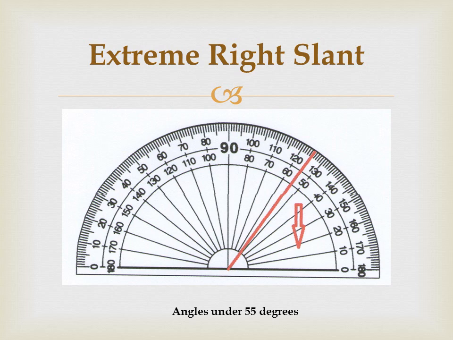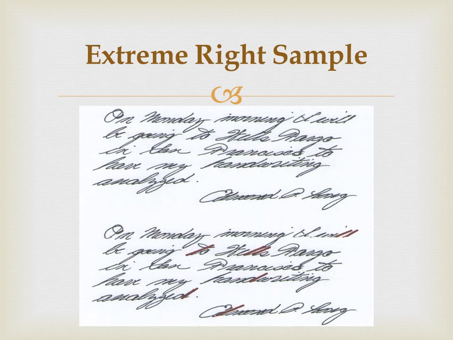Extreme right slants. These are any angles under 55 degrees, and you would see this on the right-hand side of the protractor. The sample shown is an example of an extreme right slant. The one below is the same sample but with red indicators illustrating this extreme right slant. If you were to use a protractor, you would find the angles of these red highlights to be in the range of an extreme right slant.